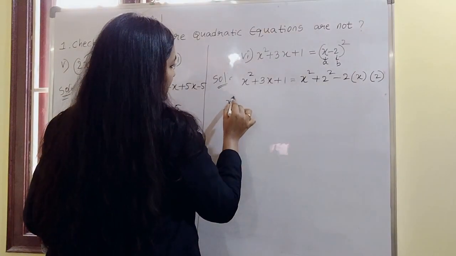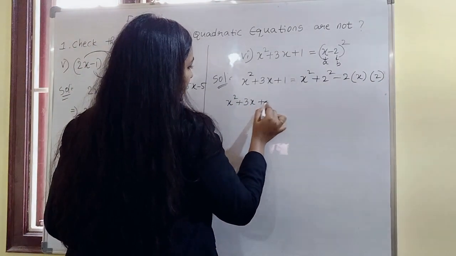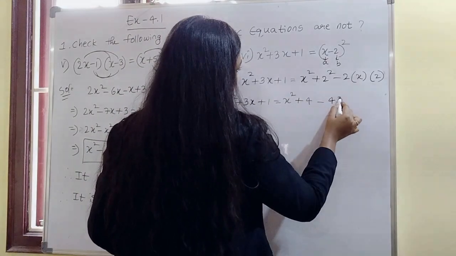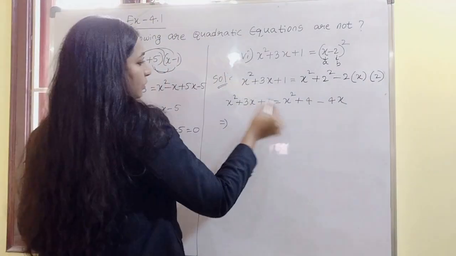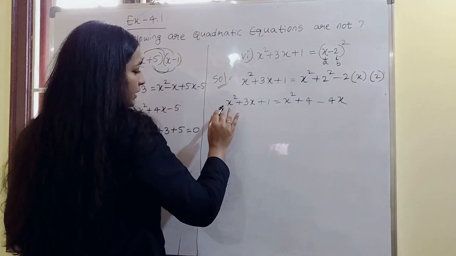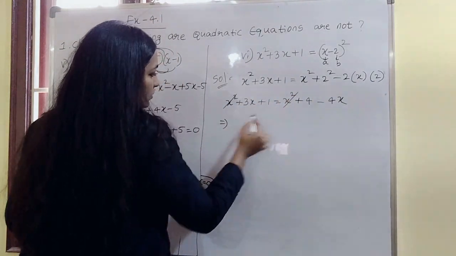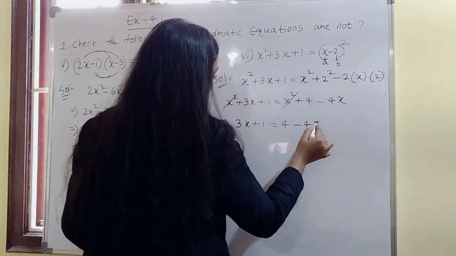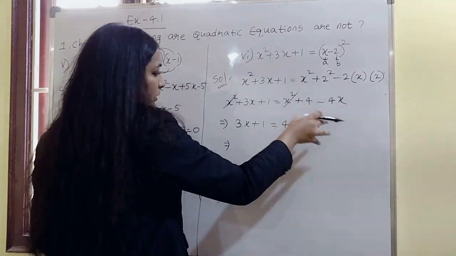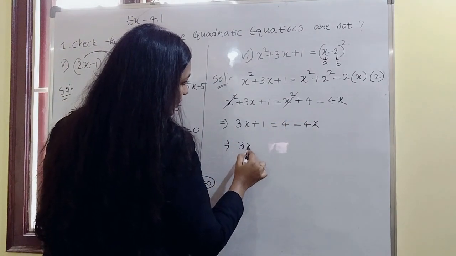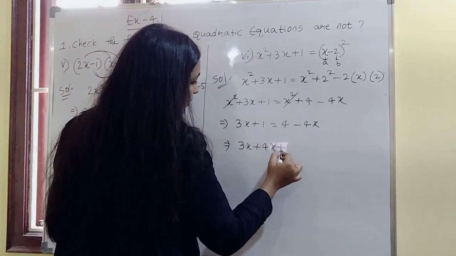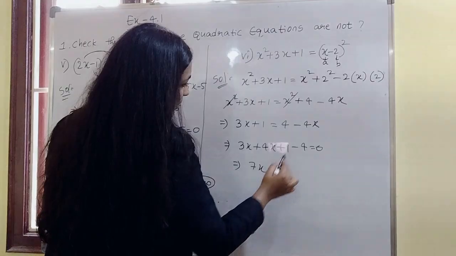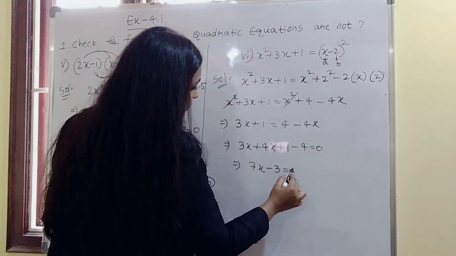That's it. x square plus 3x plus 1 is equal to x square plus 2 square is 4 minus 2, 2s are 4, 4x. So here, both sides, plus x square cancels. So 3x plus 1 is equal to 4 minus 4x. So I'm taking these two terms to this side: 3x plus 4x, plus 1 minus 4, is equal to 0. 3x plus 4x is 7x, plus 1 minus 4, that is minus 3, is equal to 0.